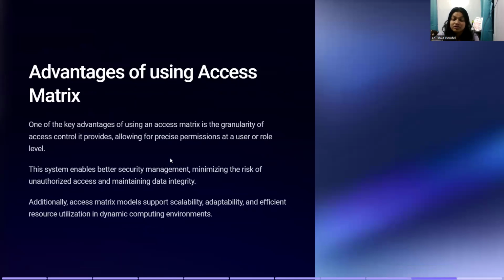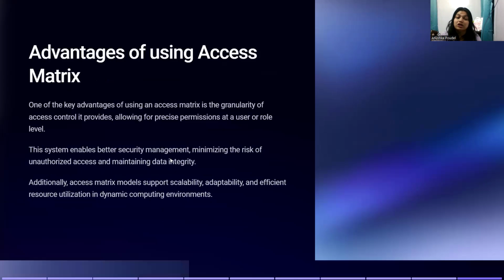Advantages of using access matrix. Now, let's look into the advantages. One of the key advantages of using an access matrix is the granularity of access control it provides, allowing for precise permissions at user or role level. Here, protection is the main key, that is through the access matrix. This system enables better security management, minimizing the risk of unauthorized access and maintaining data integrity. Additionally, access matrix models support scalability, adaptability, and efficient resource utilization in dynamic computing.